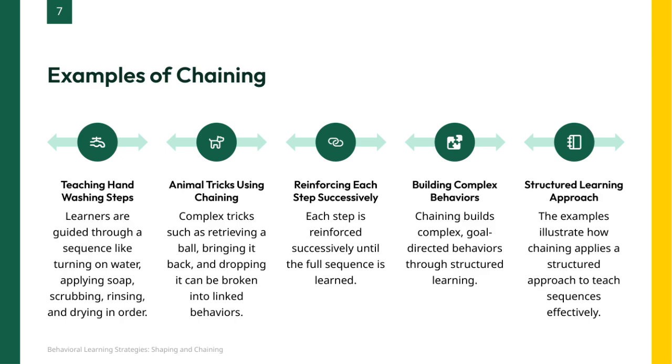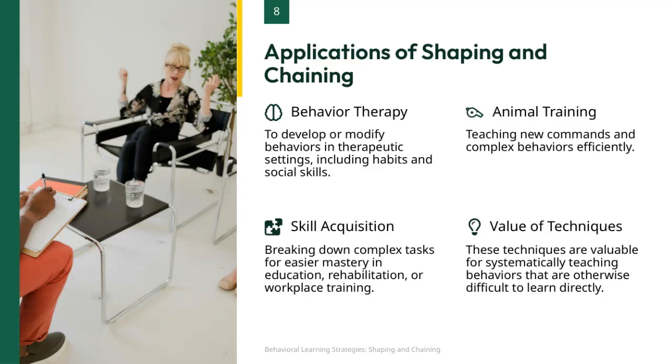When we look at the applications of shaping and chaining, one of the primary areas is behavior therapy. These methods help develop or modify behaviors, which is especially useful for building new habits or improving social skills in a therapeutic setting. In animal training, shaping and chaining allow trainers to teach new commands and more complex behaviors in a clear, step-by-step way, making the learning process smoother and faster.